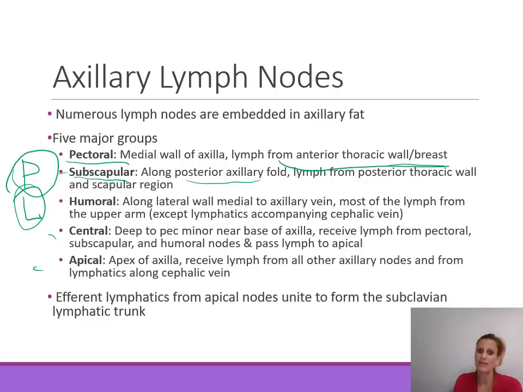They are accepting lymph from the posterior or the back regions. They take lymph from the posterior thoracic wall and scapular region. So pectorals from the pectoral region, subscapulars from the scapular region.